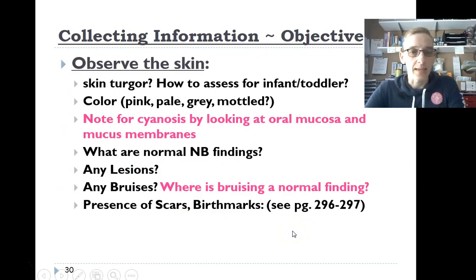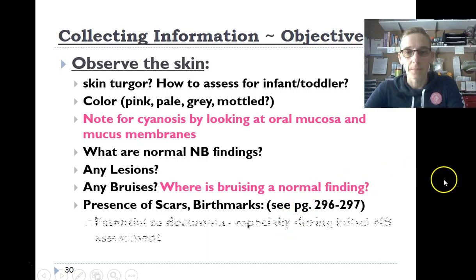All right, things like Mongolian spots, all I can think of is stork bites, but things like that. You need to be sure that you're documenting those.